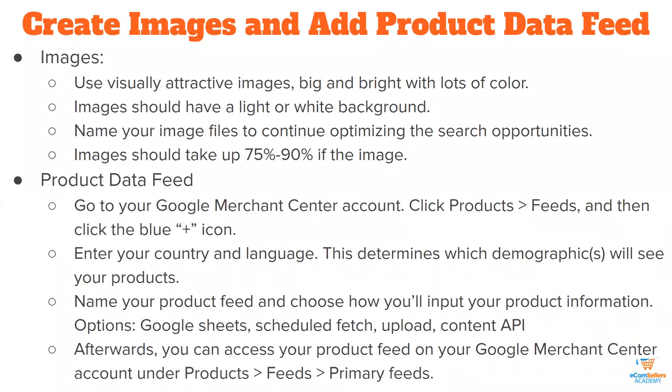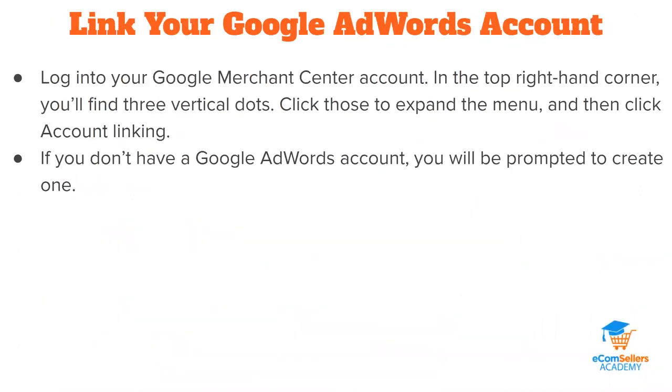Then afterwards, you're going to access your products in your Google Merchant Center account under the primary feeds. You go to product feeds and primary feeds. That's where you're going to find your products, and you can search for it by the name that you gave it.